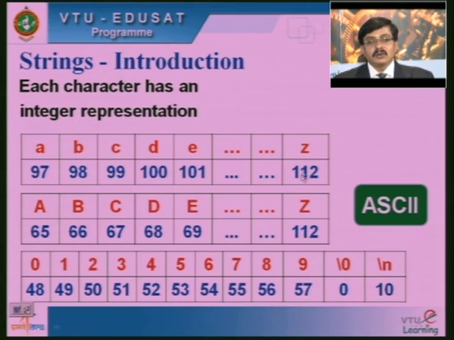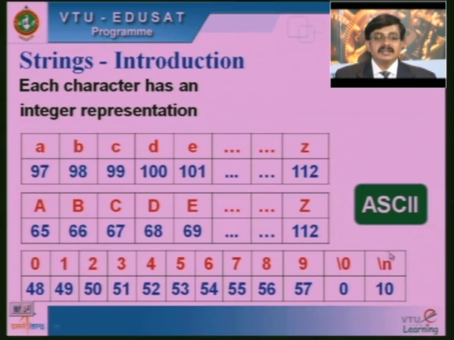The ASCII value for lowercase z is 122, and for capital Z it is 65 plus 25, whatever value you get, that is the value corresponding to Z. The ASCII value of 0 is 48, 1 is 49, and so on. The ASCII value of the null character is 0, and the ASCII value of the new line character, the enter key, is 10.